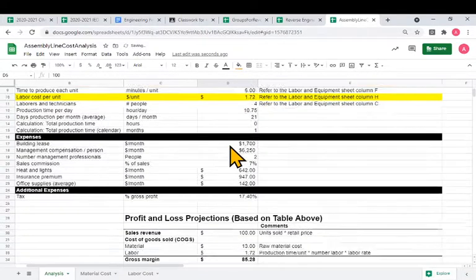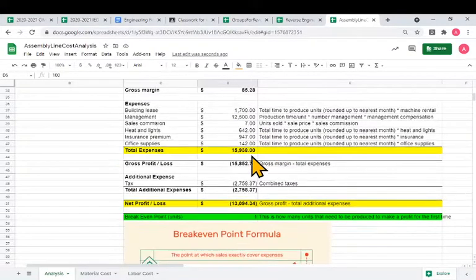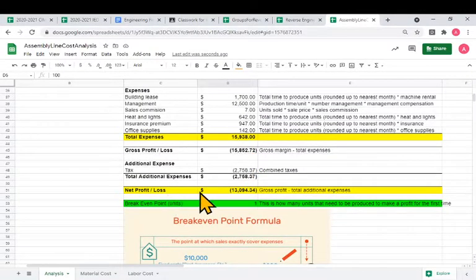Look what happens. We see that we end up having $15,938 in expenses between the utilities, the rent, the management salary, sales commission, and all that stuff. And so in the end, with our net profit and loss, we're going to lose a little over $13,000 here because we're only producing 1 unit.